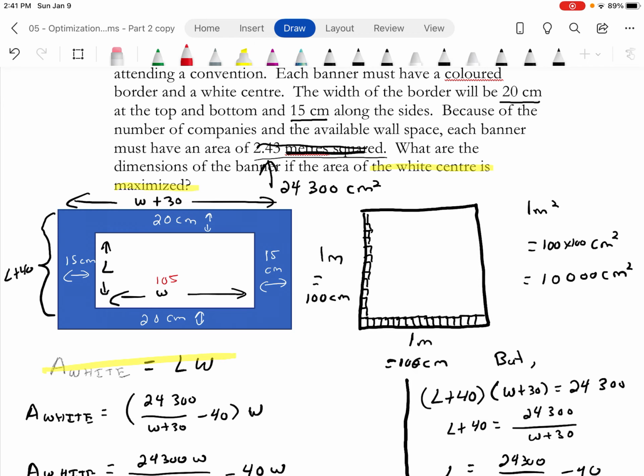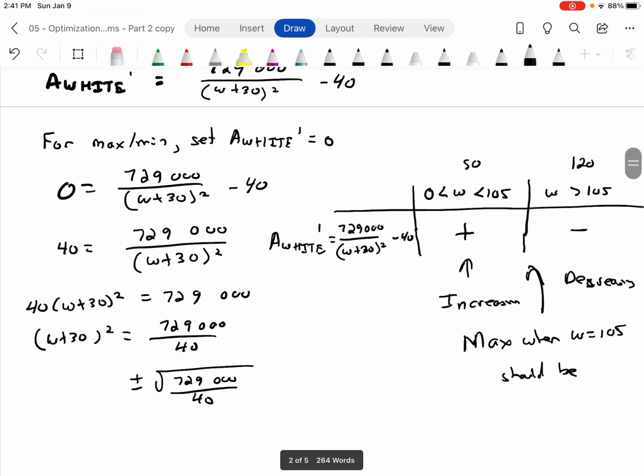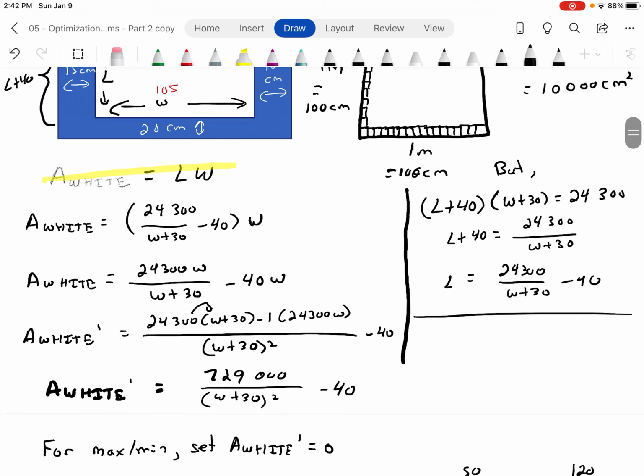We've got to add the 30 centimeters on there. So the banner should be 135 centimeters. That's the width. Now the length, how am I going to get the length? Looking back through here, I know that W should be 105. How am I going to get that length?